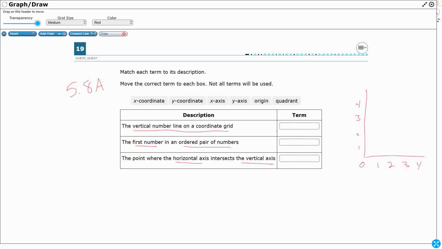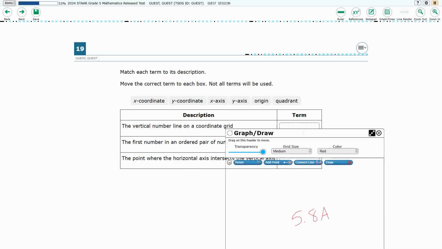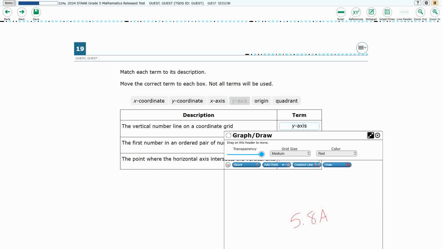All right, so let's look at our descriptions once again. The vertical number line on a coordinate grid. So this one right here that I drew, we would hope that our students would recognize this as the y-axis. So the x-axis is what goes side to side horizontally, and the y-axis is what vertically goes up and down. So we would want to put the vertical number line as the y-axis.